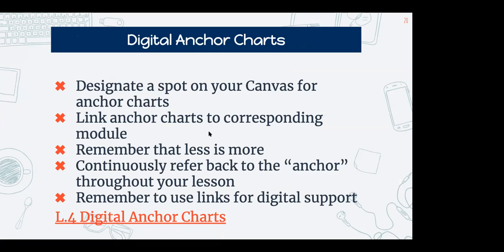All right, so very quickly, I know that we are an anchor chart district and we're used to having them up on the walls, but consider moving into digital anchor charts. So designate a spot on your Canvas just for anchor charts so that students can have a way to access it. Link the anchor charts to the corresponding module. So like if I'm doing a lesson on RL 6.2, even though Anchor Charts is its own module and I just house it there for students to go back and look at, it also becomes a great way to embed it into what you're teaching, the current module that you're currently teaching.